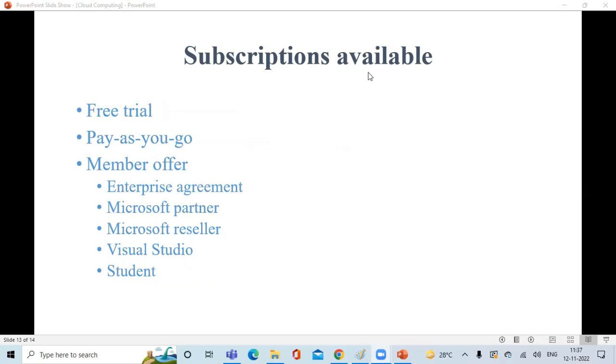Now, for this particular thing, as we talked about yesterday, the free trial account. What is meant by a free trial account? If you are new to the Azure cloud, then you can go for a free trial account. How can you access it? You can just search for Azure free trial account, and then you will have one option, which is Start free.